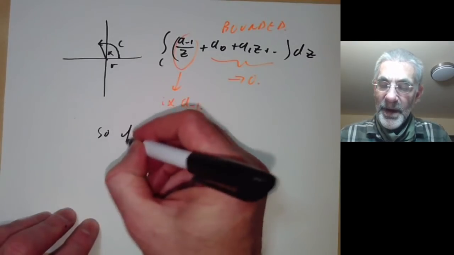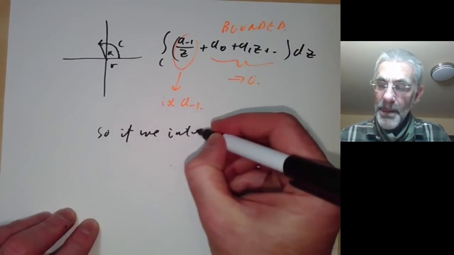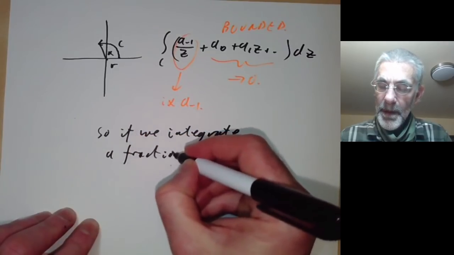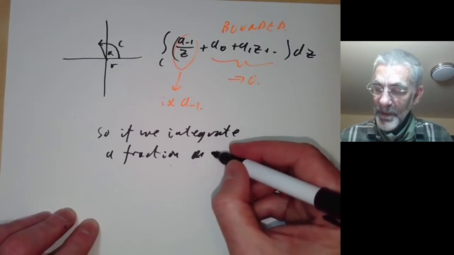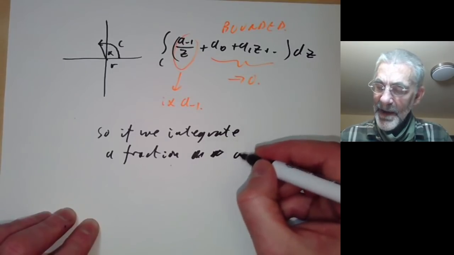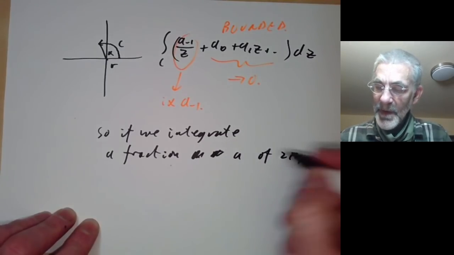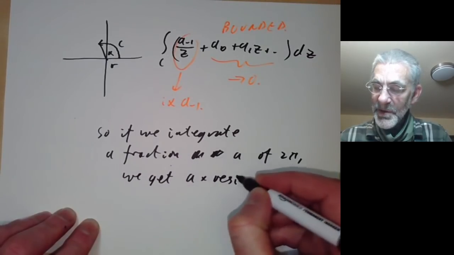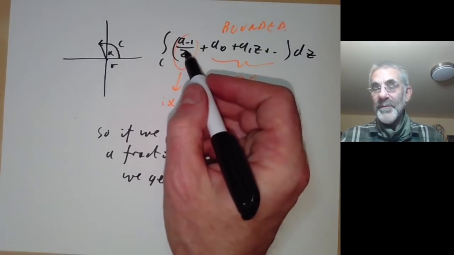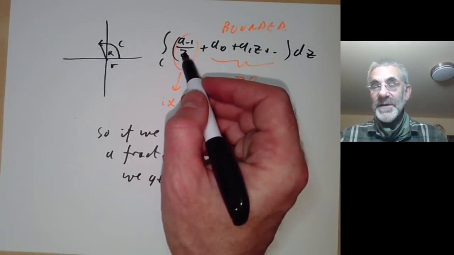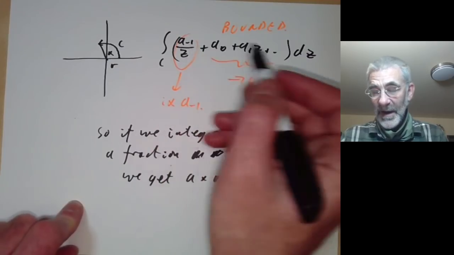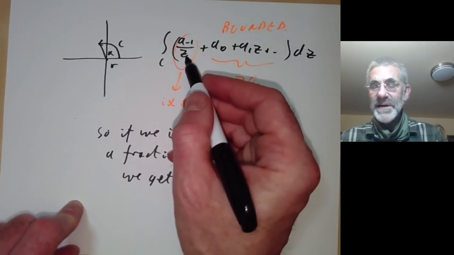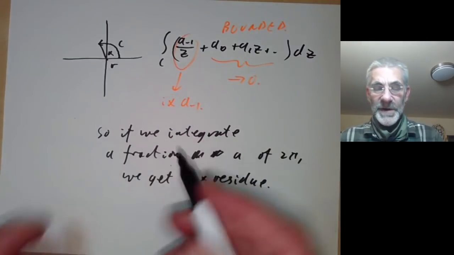So if we integrate a fraction A of 2 pi, we get A times the residue. This is assuming that we only get factors of z to the minus 1 in our function. If we have extra terms with a minus 2 over z squared, then this rule doesn't hold.